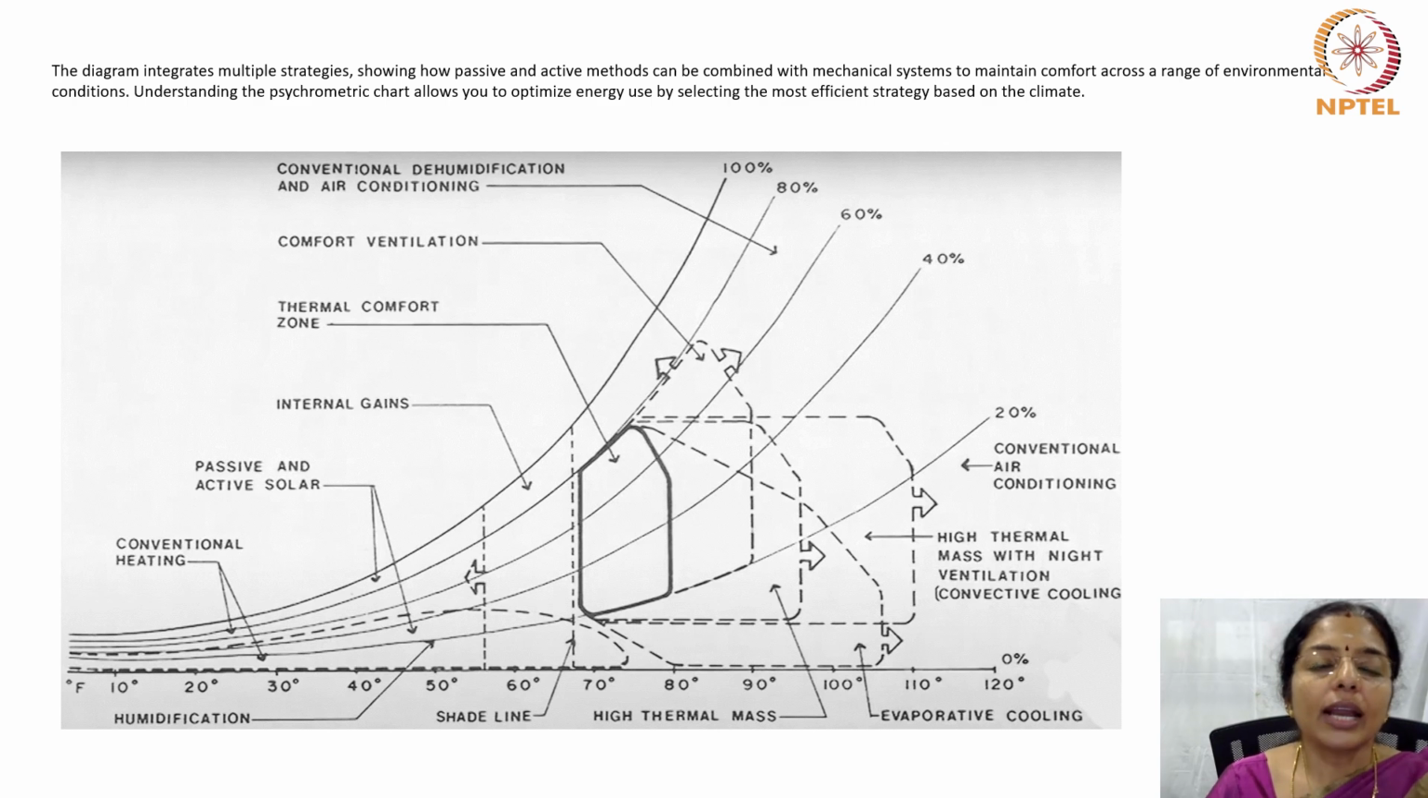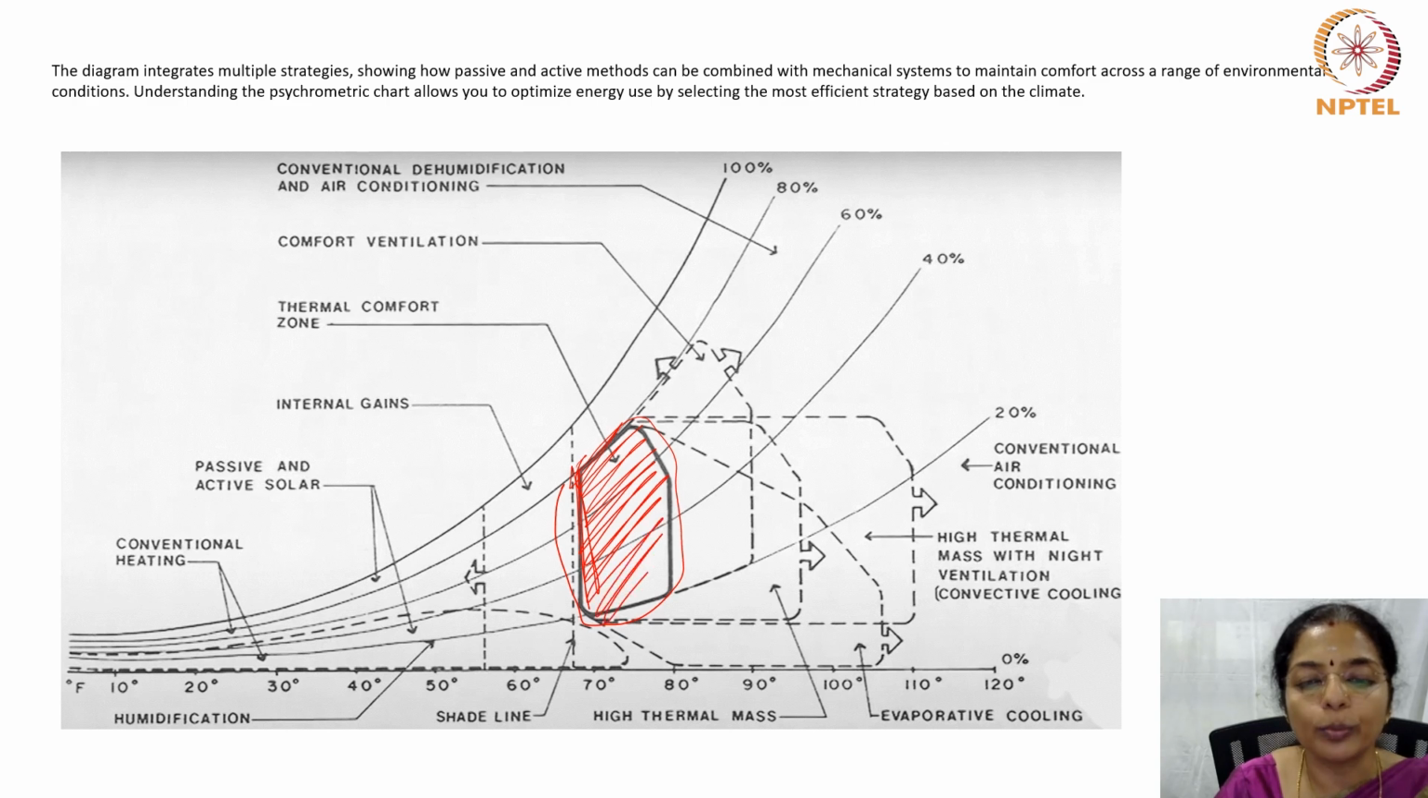Now why I taught you all that is, on the psychrometric chart, this comfort zone is marked. It means under these conditions of dry bulb temperature, wet bulb temperature, relative humidity, wind speed, etc., people will feel comfortable. Now, if the room does not have these conditions, then what strategies must be adopted to make the room comfortable?